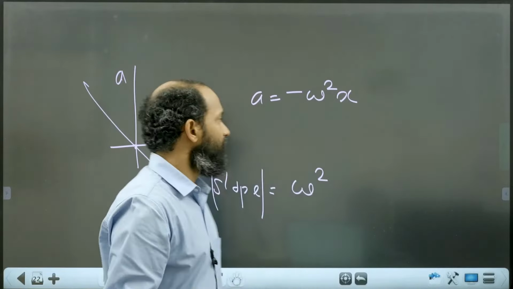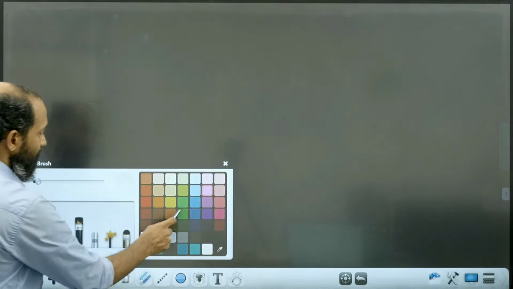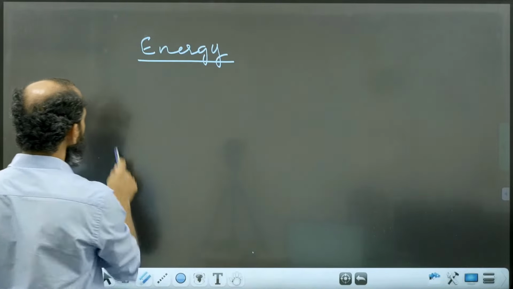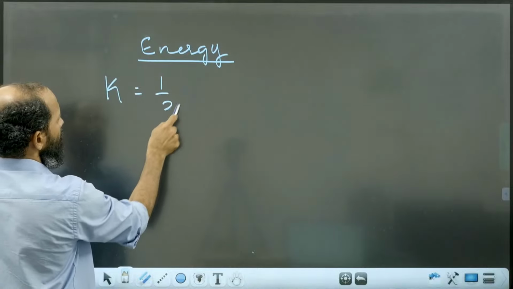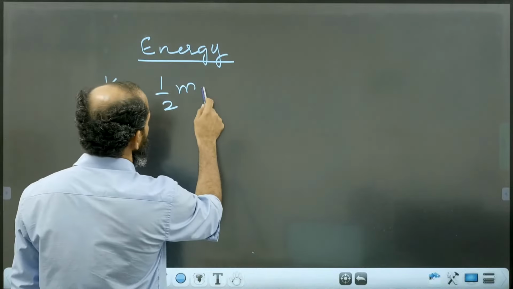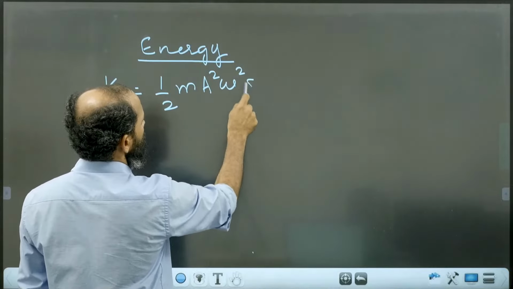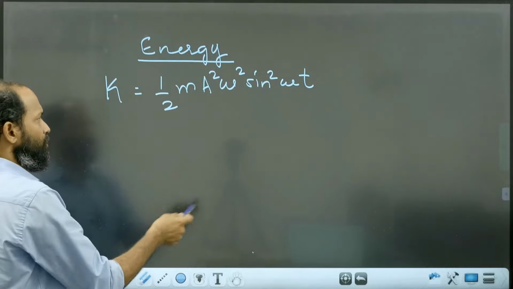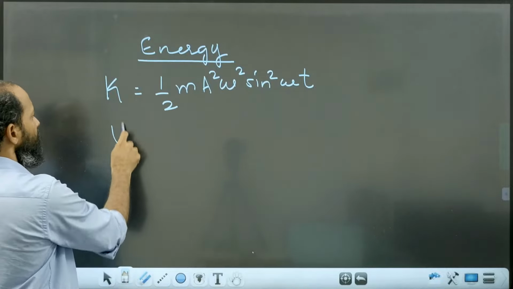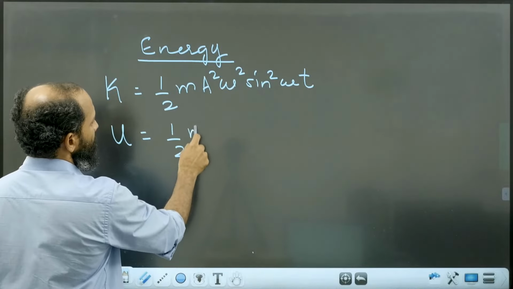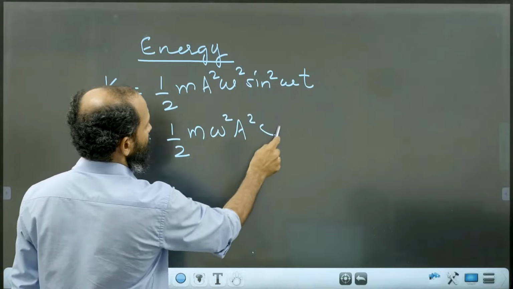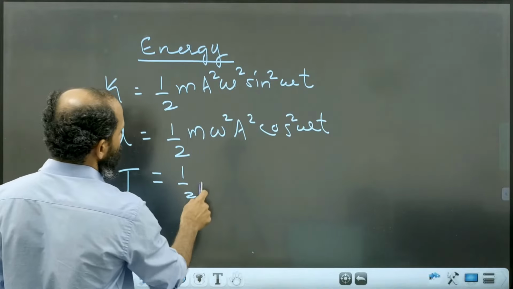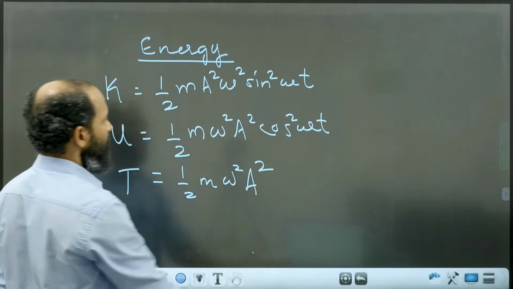Now moving on to energy of simple harmonic motion, the last topic. Kinetic energy K is equal to half m v square. V square is equal to A square omega square sin square omega t for our reference. We started with x as cos, so velocity becomes a sine function. Potential energy is half m omega square A square cos square omega t. So total energy is half m omega square A square, which is a constant.